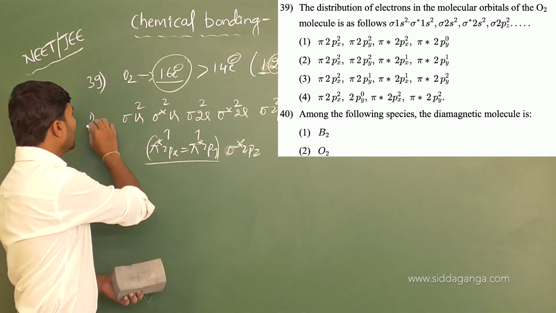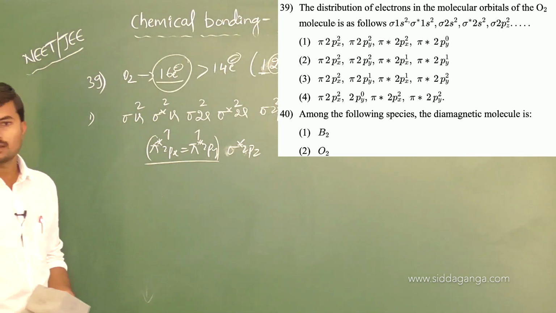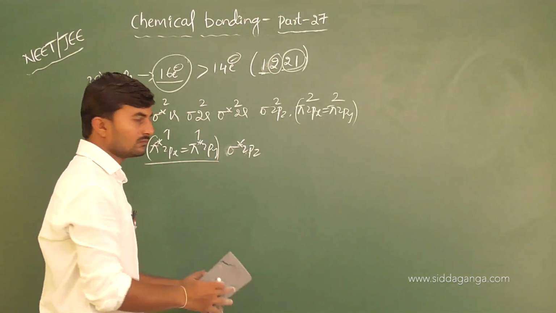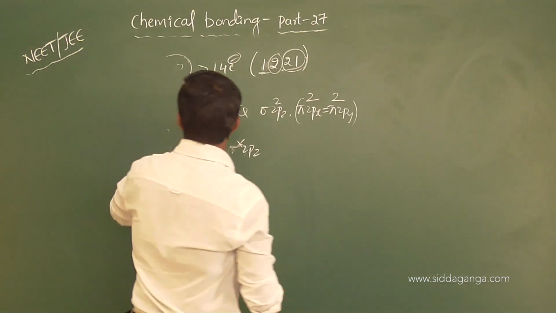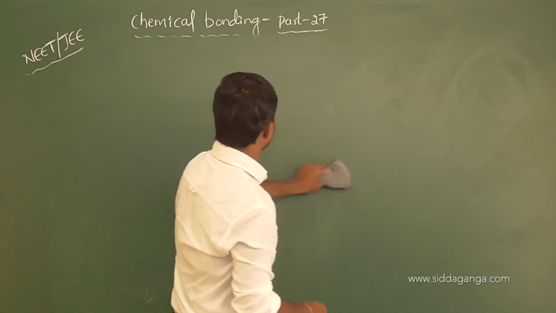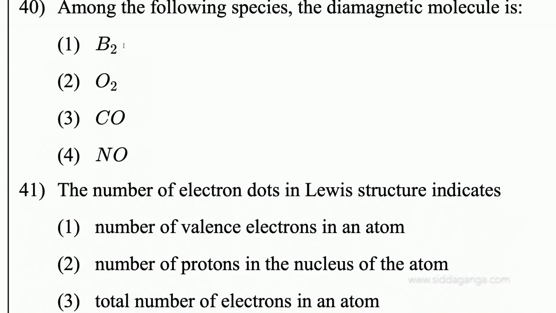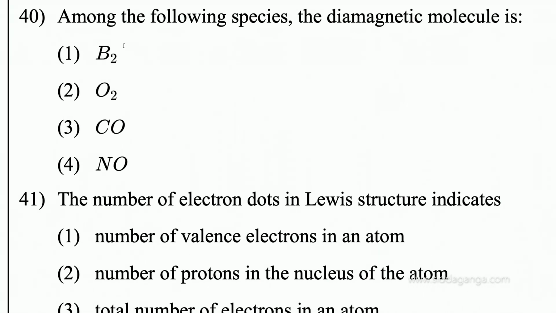Option 2 will be the correct option. Okay, so the next question: among the following species, the diamagnetic molecule is?